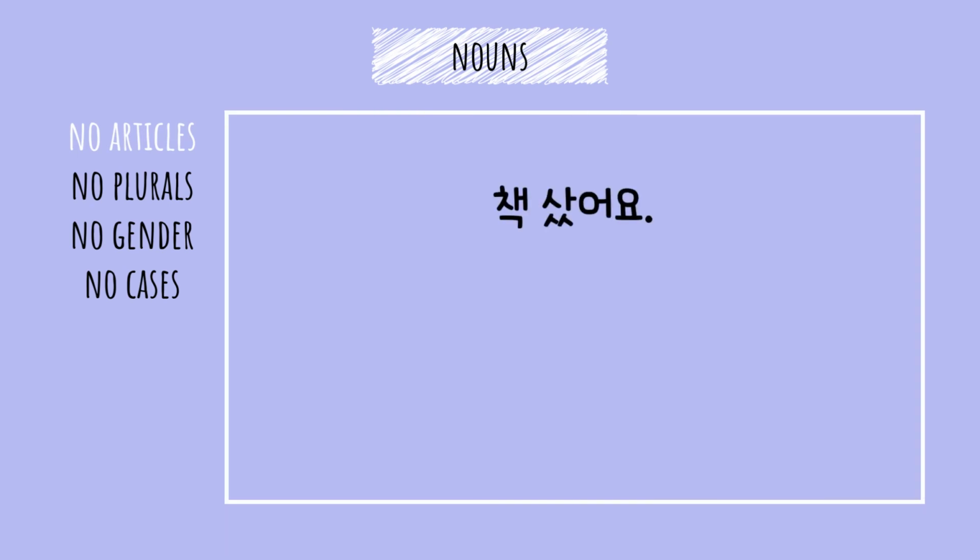Our example sentence, 책 샀어요, has only two words. 책 means book, 샀어요 is the past form of the verb 사다, to buy. Okay? So we can translate this sentence as I bought a book, some book. We don't know which book, a book. But it can also be translated as I bought the book, some book the listener knows about, some specific book.